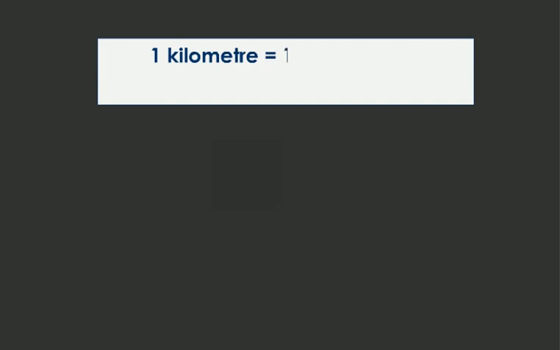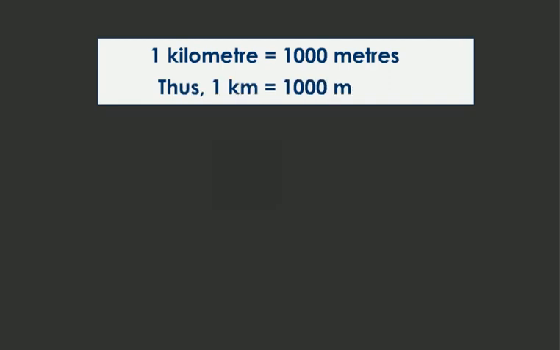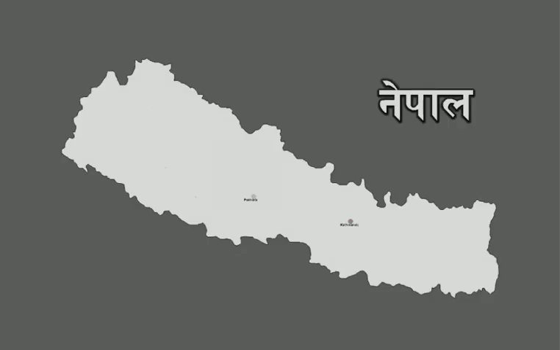Students, it is abbreviated as km. 1 kilometer equals 1000 meters. Thus, 1 kilometer equals 1000 meter. The distance between Kathmandu and Pokhara is nearly 200 kilometers.